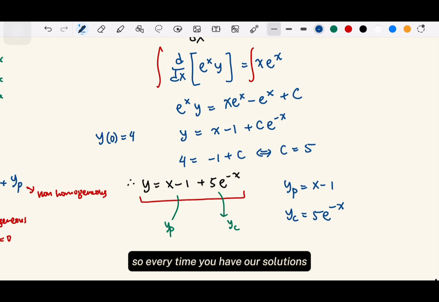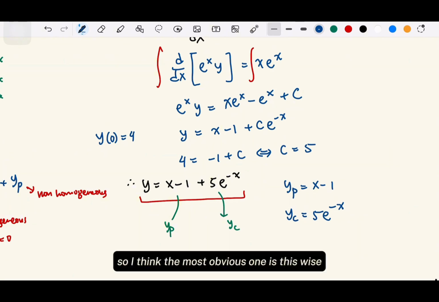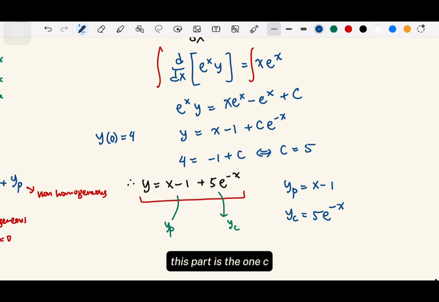So every time you have a solution, I think it's better to split the solution. Sometimes we may need to configure one part or the other part. So I think the most obvious one is this YC, because we can just make this one equal to 0 and we get the same structure, right, with this. So in this whole solution, we can say, okay, this part is the YC, this one is YP. Okay.